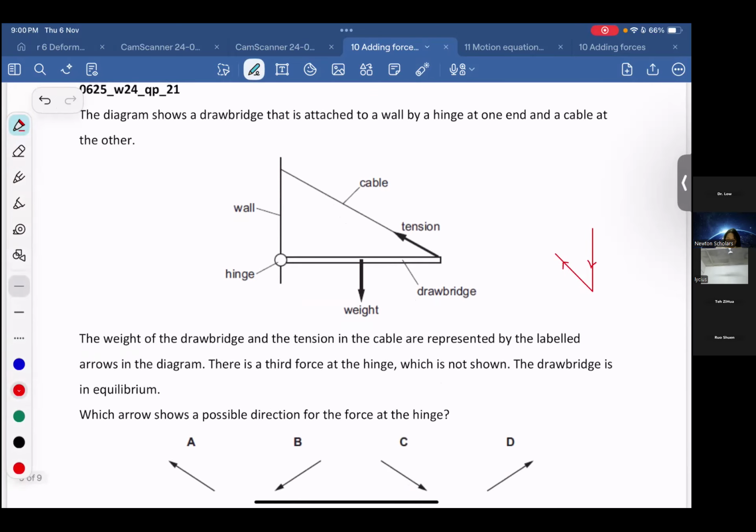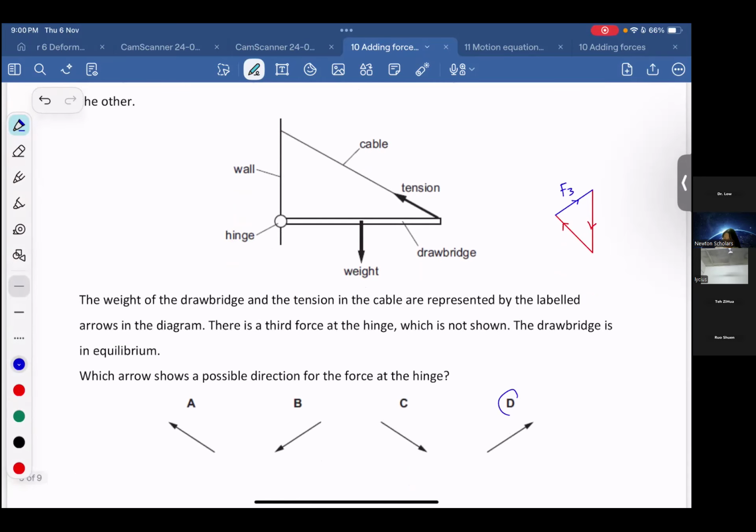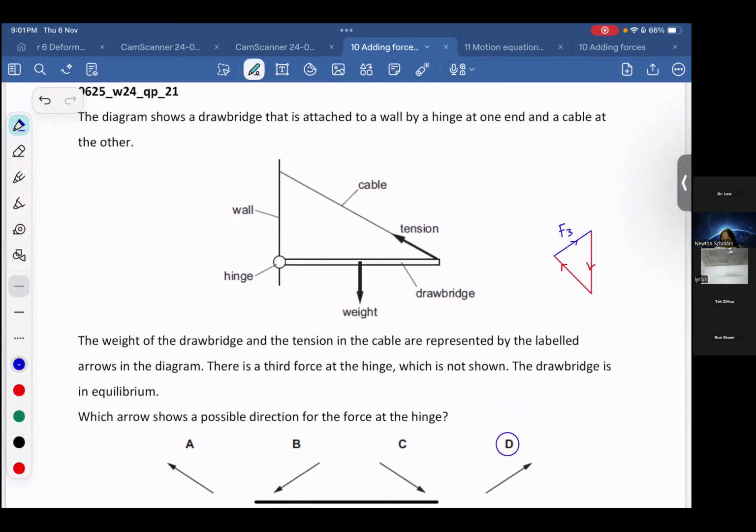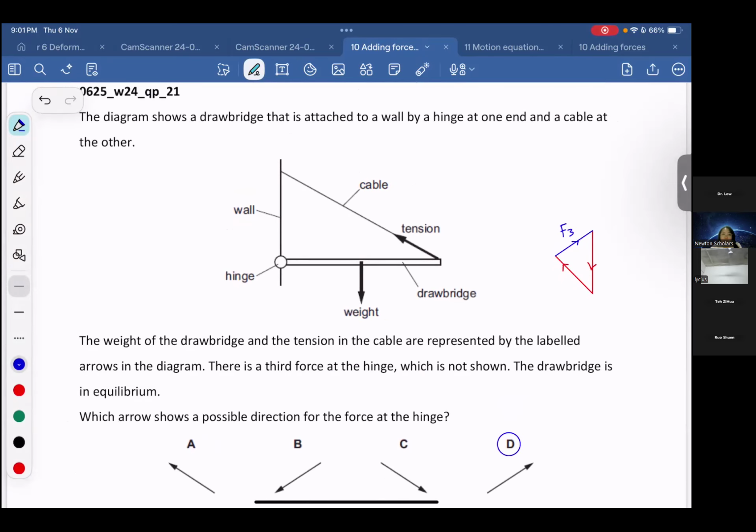So boys and girls, in order to make it closed, I should go down, go up, and then here continue. This should be my third force. So our answer should be D. Okay? This is our answer. So boys and girls, this is what we are learning today about the vector diagram.